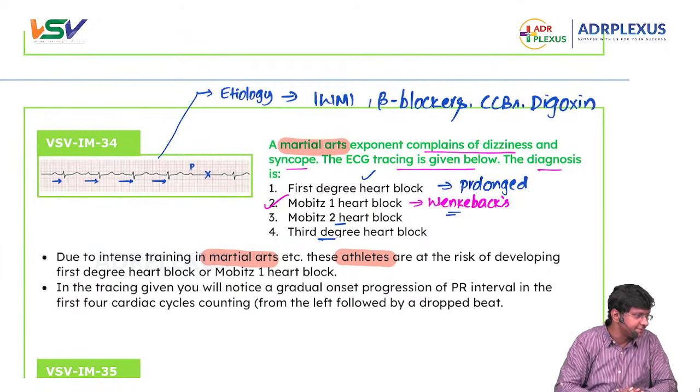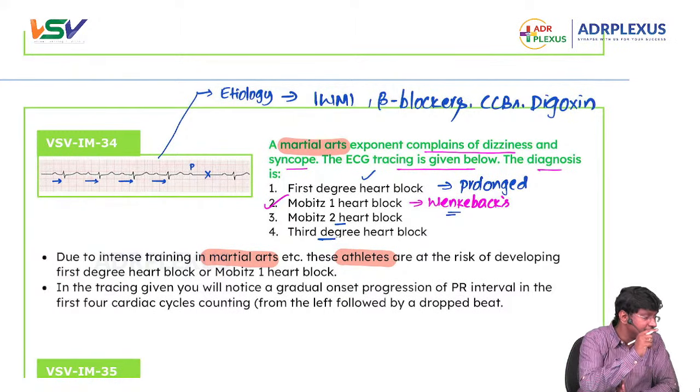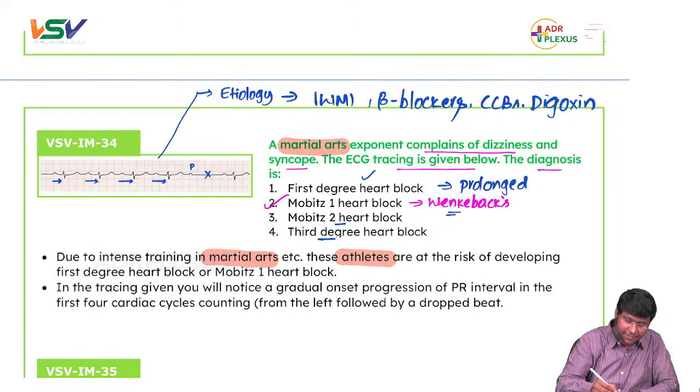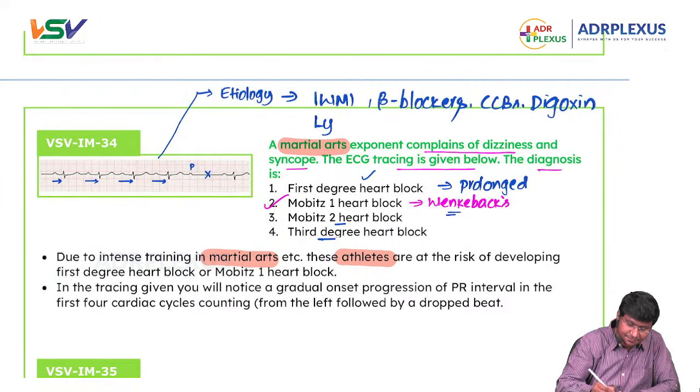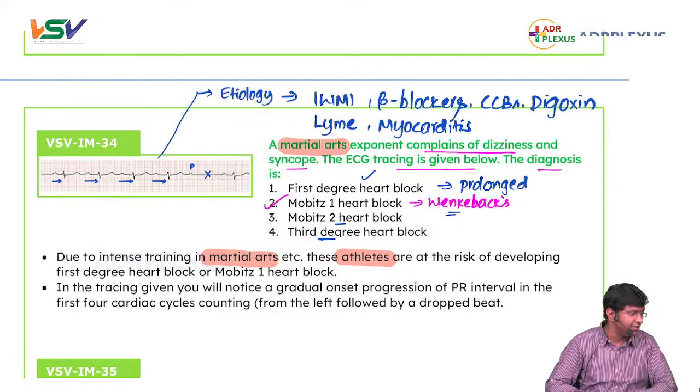Okay, then myocarditis. And the disease caused by Borrelia burgdorferi, that is Lyme disease. And then myocarditis. So these are the etiologies that will be causing Mobitz type 1 AV nodal block, right?